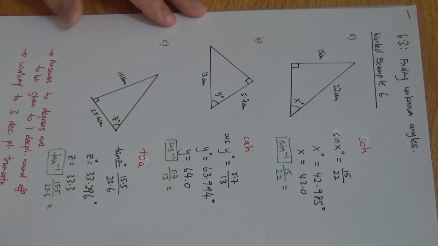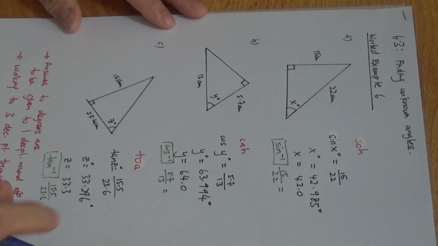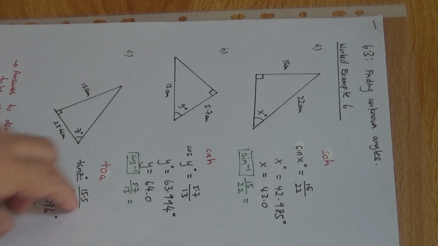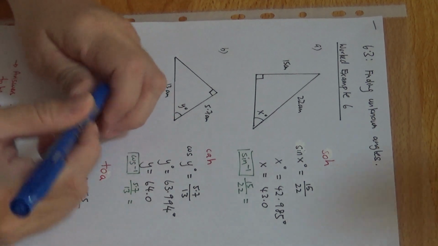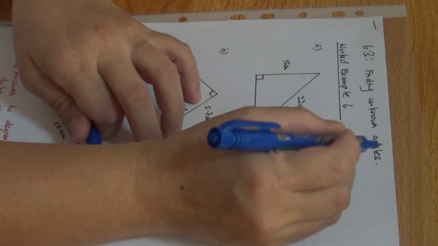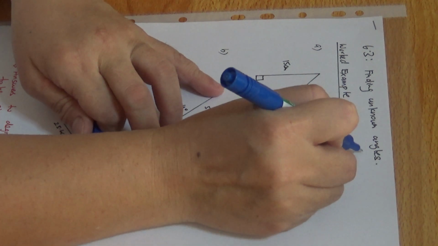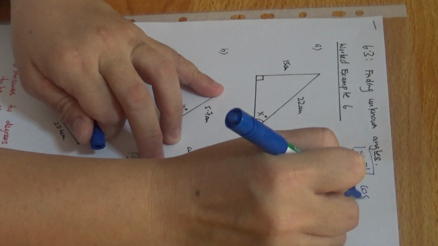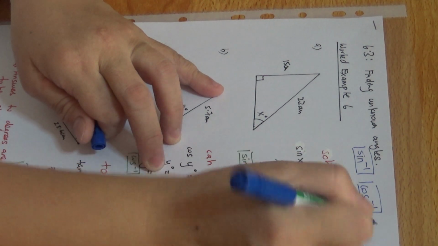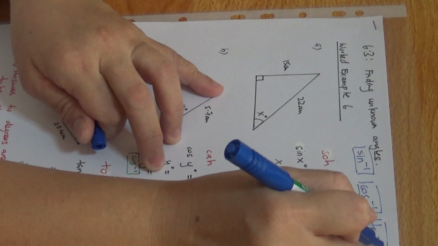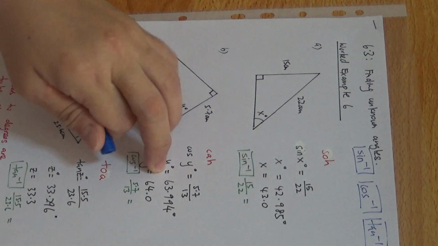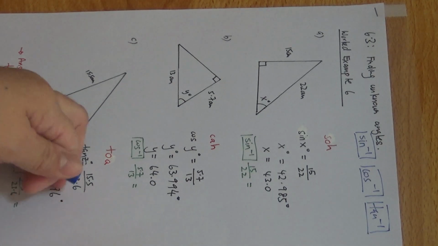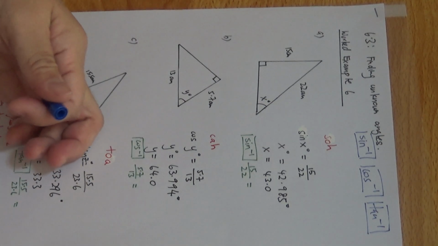Hello class. Today we are going on to section 6.3, finding unknown angles. When we want to find unknown angles, the functions that we use on the calculator are sine -1, cosine -1, and tangent -1.